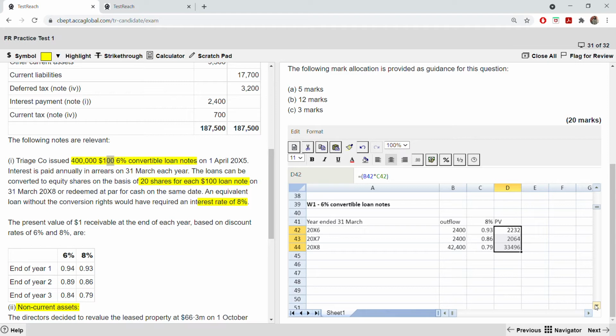Debt component. This is what you have taken the loan and you have discounted it and found the present value of a loan. So this will be known as debt component. Always, whenever a convertible loan is given, first you find out the debt component. Then the remainder, the balance, will be the equity component. Okay, so the debt component.